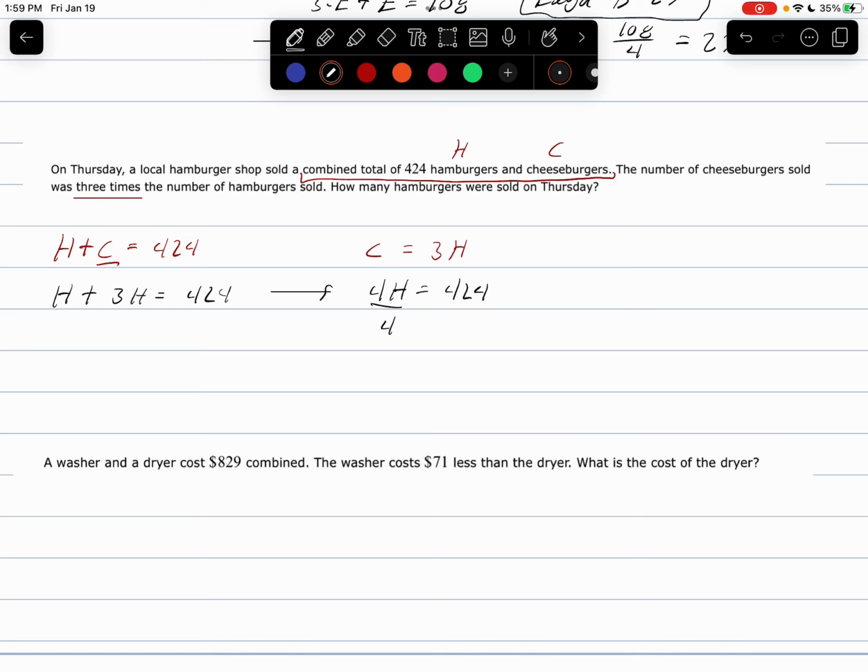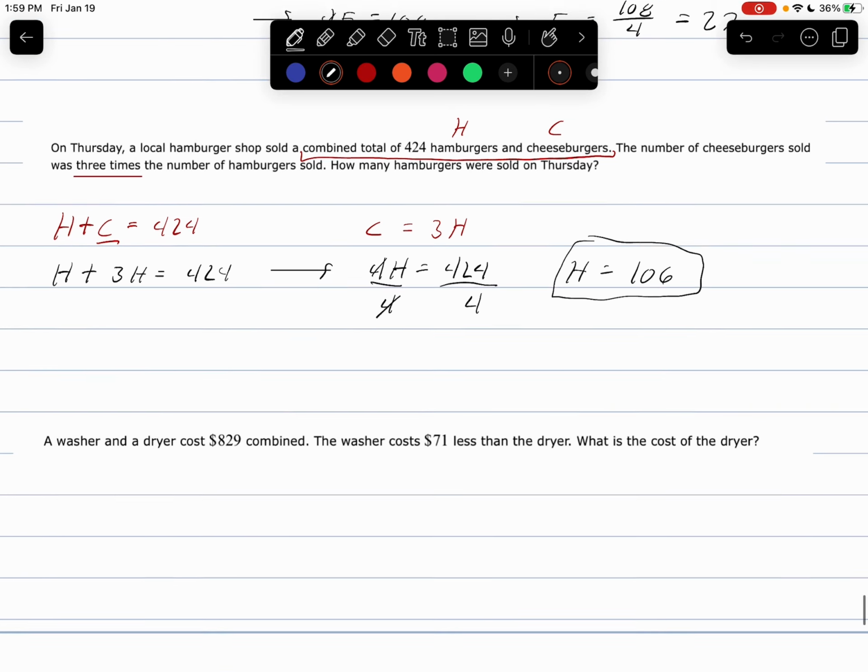Now we can divide both sides of this equation by 4, which gives us H by itself. And we have H is equal to 424 divided by 4, which is going to give us 106. So that means that there were 106 hamburgers sold on Thursday.